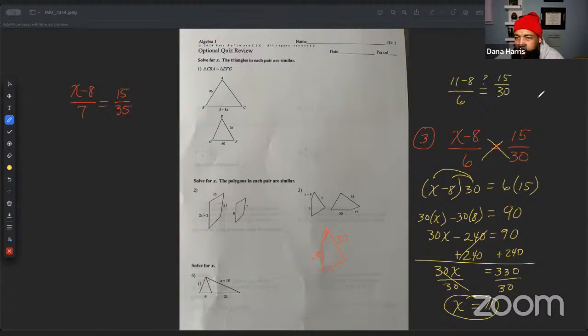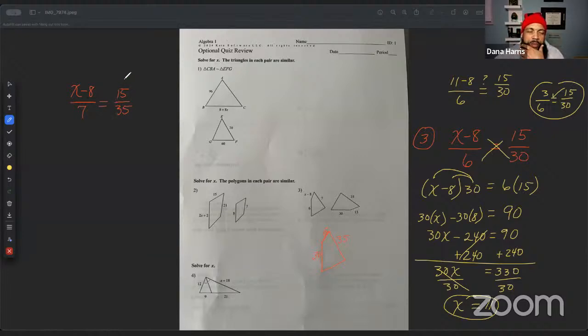Well, 11 minus 8 is 3, and 3 over 6 is 1/2. 15 over 30 is 1/2. So I know that my solution actually is 11. And you would get the same thing if I plugged in 11 minus 8 over here: 3 over 7, 15 over 35.